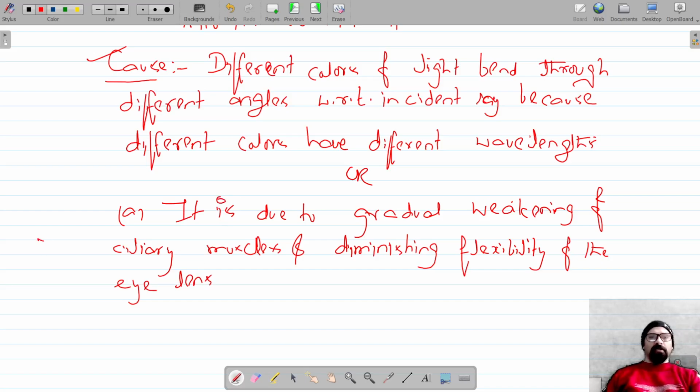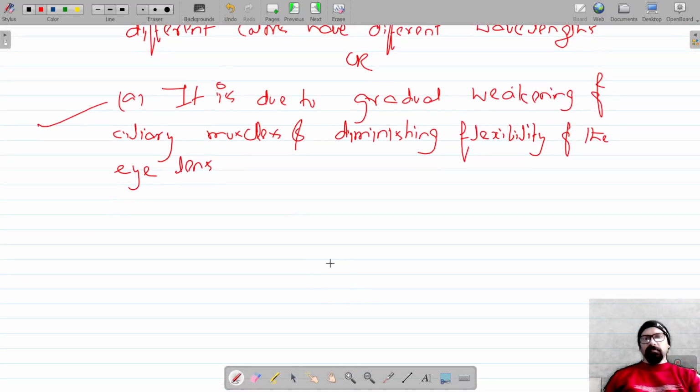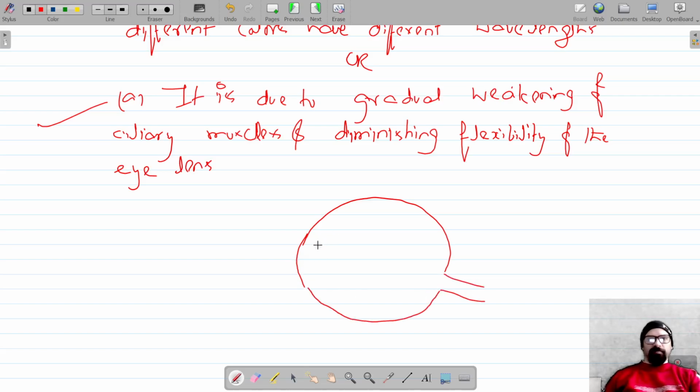Okay, let me show you how. Let's suppose this is the eyeball. Here is the lens, which is held by the ciliary muscles. These are the ciliary muscles. So this is the lens, and these are the ciliary muscles. And we know that with age, these muscles will get weak.